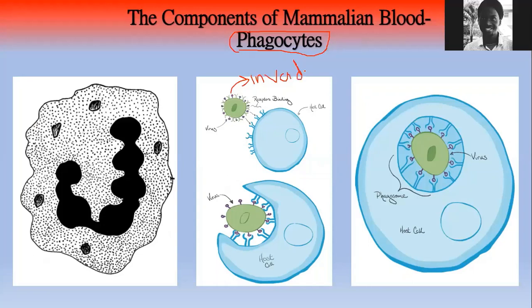So the phagocyte would recognize the virus as foreign or invasive. It would bind to it. The cell would bind to the foreign cell, and then the membrane of the phagocyte would start to fold inwards. And as it folds inwards, it surrounds the virus. So that is what is happening here. The host cell is surrounding the virus.